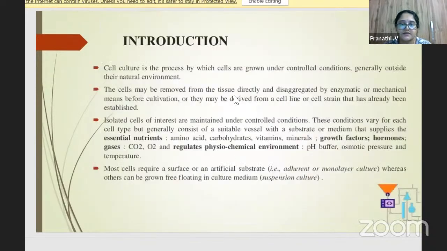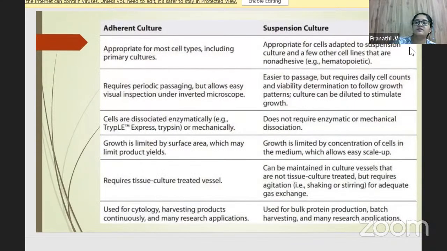So again, we have different kinds of cultures over here, which is the artificial substrate that we are talking about, wherein the cell grows, which is known as the adherent or monolayer culture, whereas others can grow on a free floating culture medium, which is a suspension culture. What is it useful for? Different types of primary and secondary cell lines can be grown and can be seen through different kinds of methods, such as inverted microscope, as in the case of adherent culture. Whereas in a suspension culture, you can just stay, culture it, dilute it, and then isolate a strain.